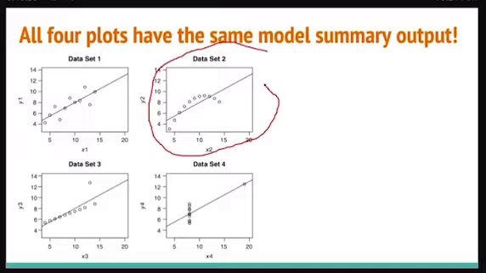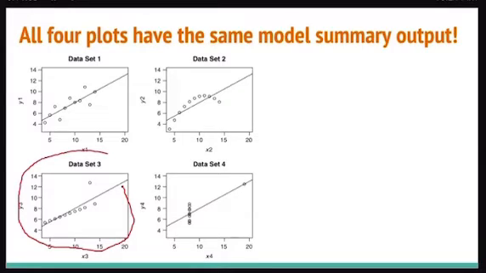Now, take a look at the third one. It actually looks like a straight line, but there's a particular point, this point, that is far away. That point does not behave consistently with the rest. Under this situation, we need to investigate for a potential outlier. When an outlier is present in a data set, it could be problematic to the model.